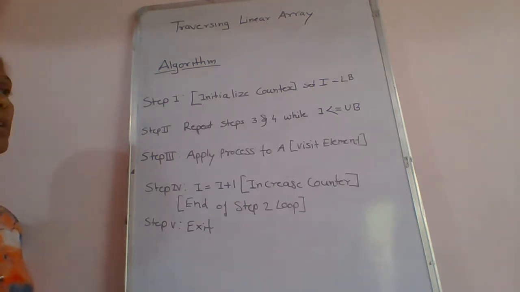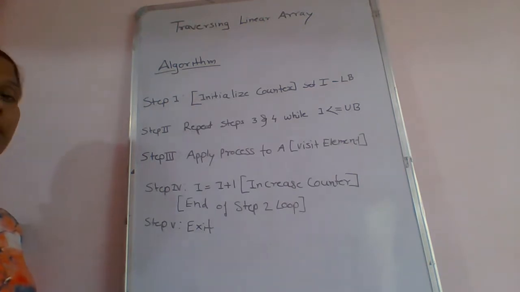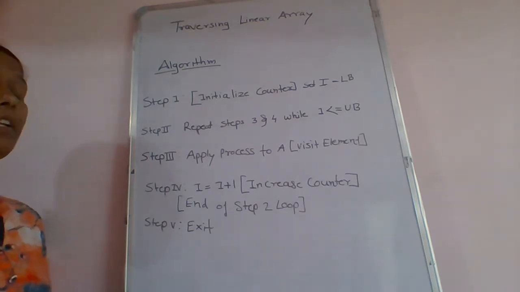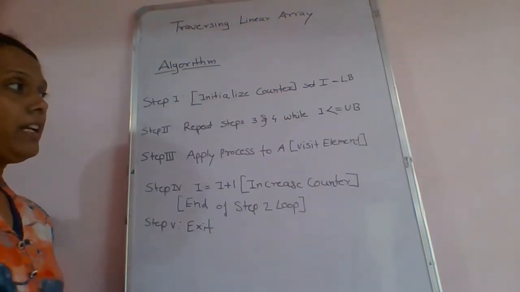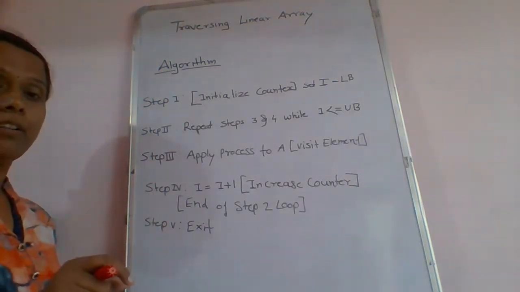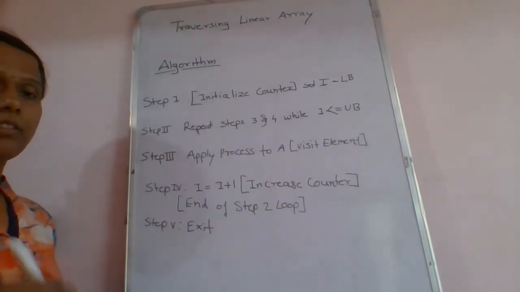Traversing a linear array means to visit the elements of an array exactly once, or accessing and processing each element of the array exactly once. It is called traversing a linear array. Now we are going to see the algorithm for traversing a linear array. As I told you, to visit, access and process the elements once each is called traversing.